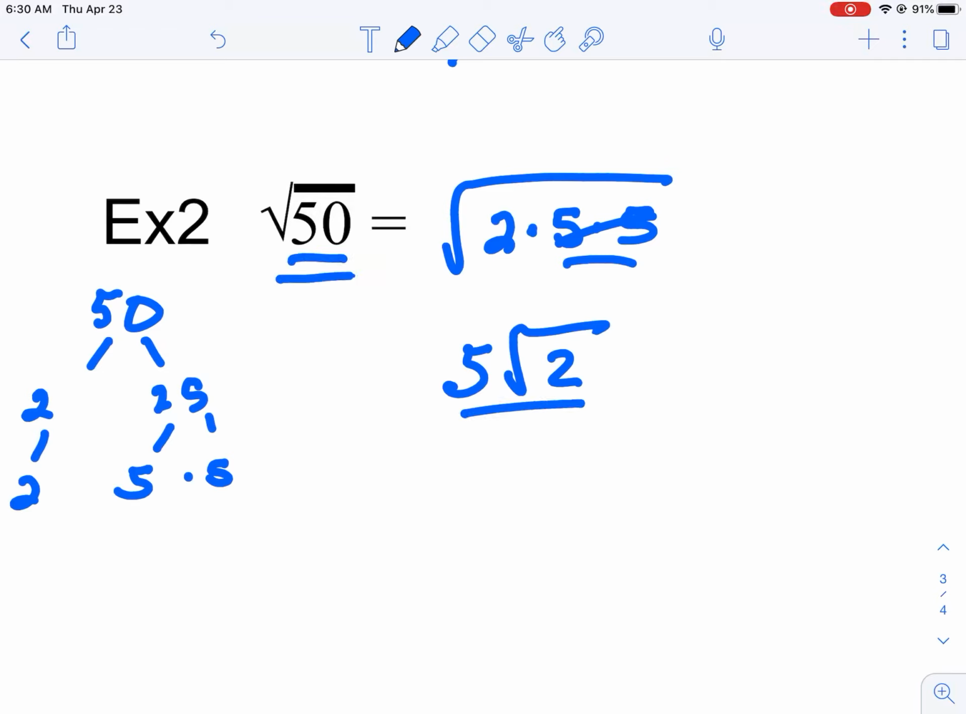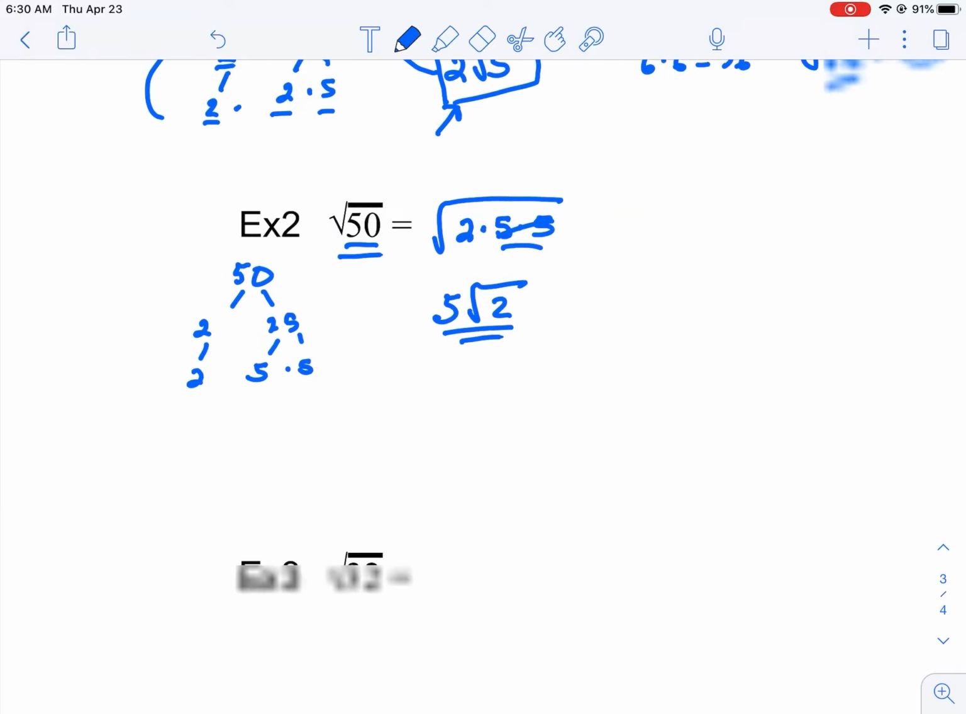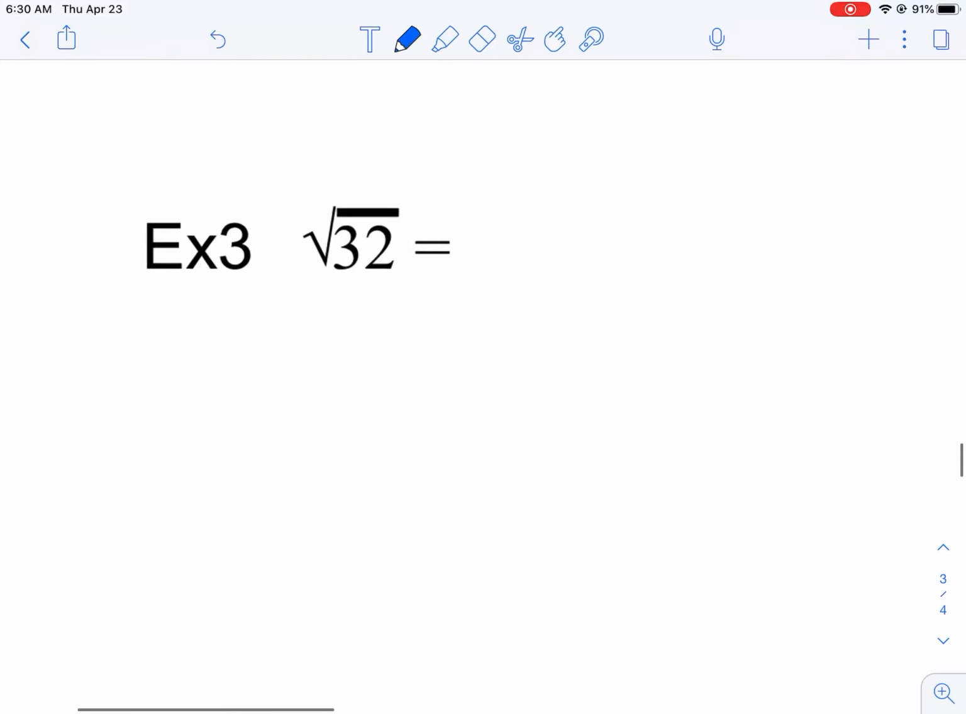So if you do that in a calculator and that in a calculator, you'll get the exact same answers. So that's how you can check your work, okay? So now let's take 32.